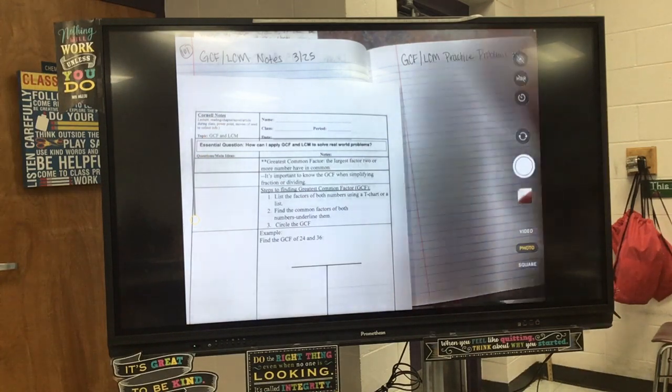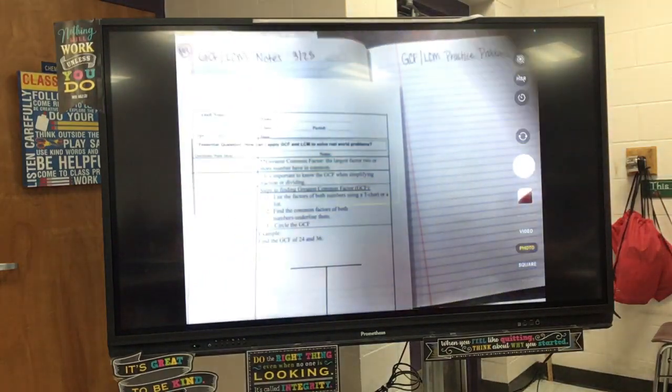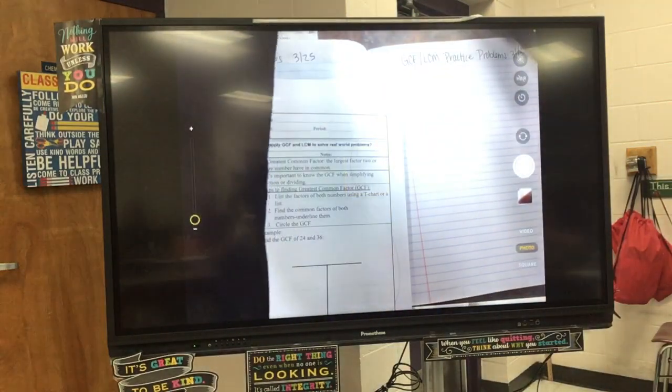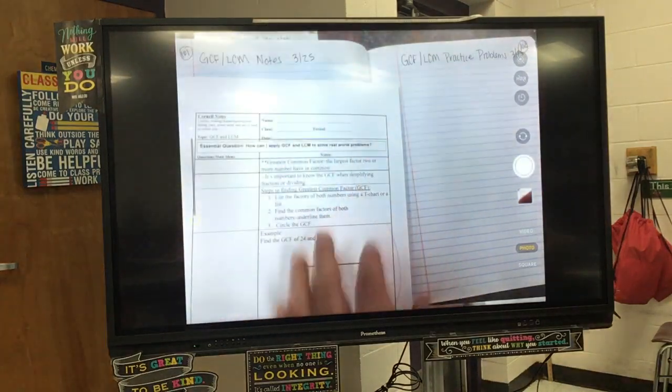Alright, so for our notes today, you can either use like a different color pen or you can use a highlighter. I'm going to leave that up to you.